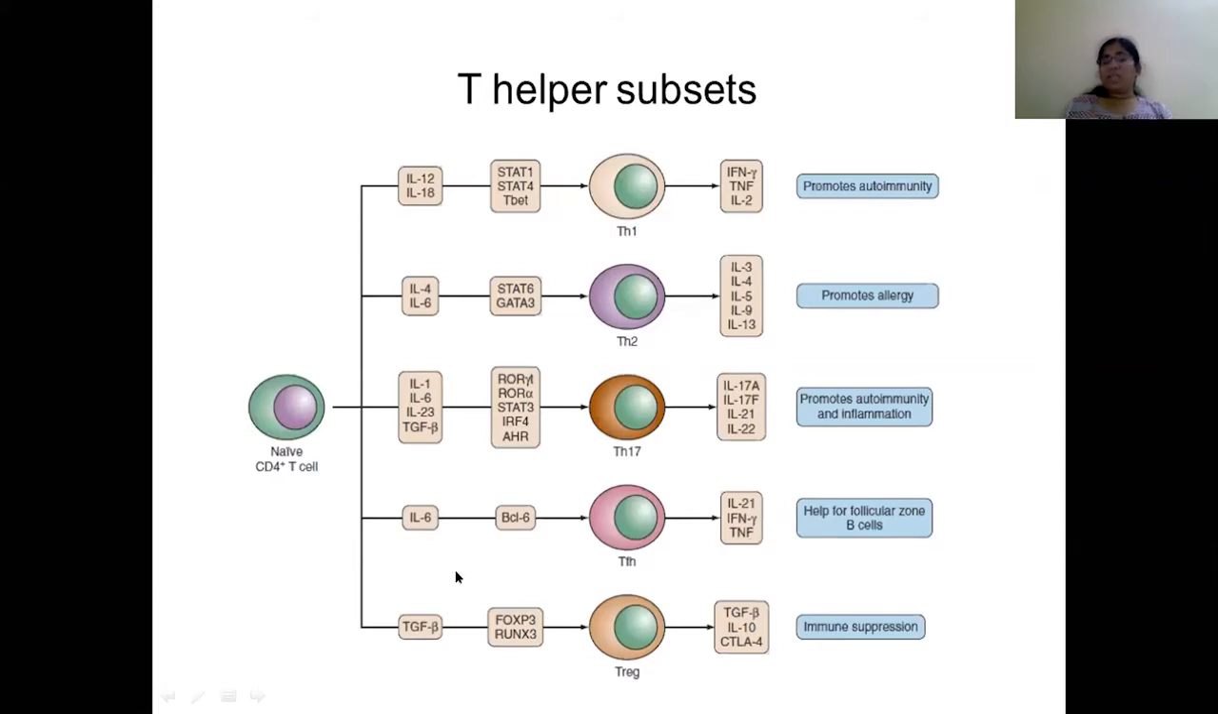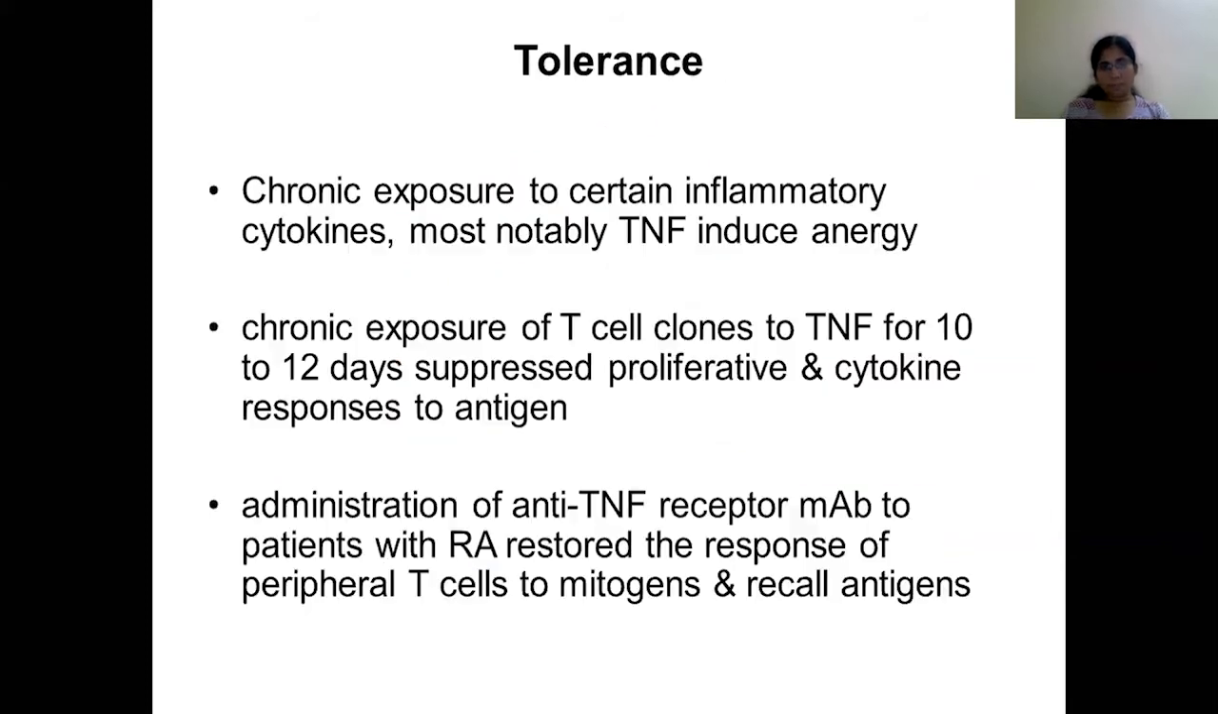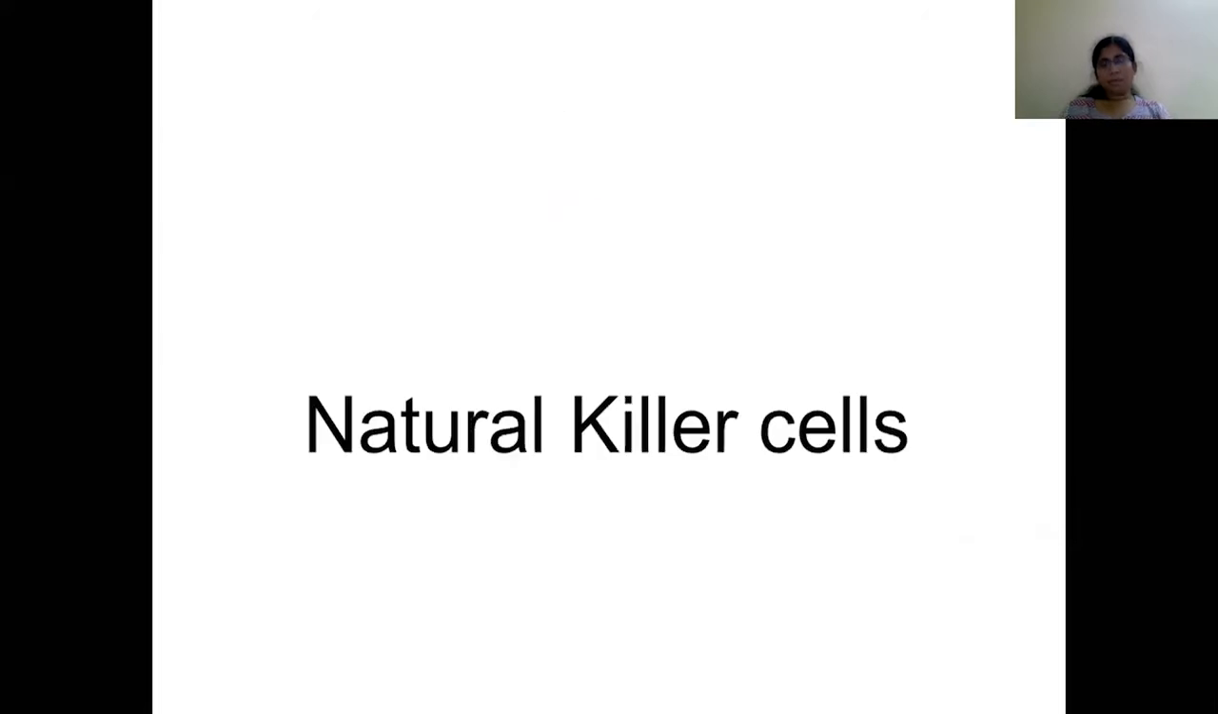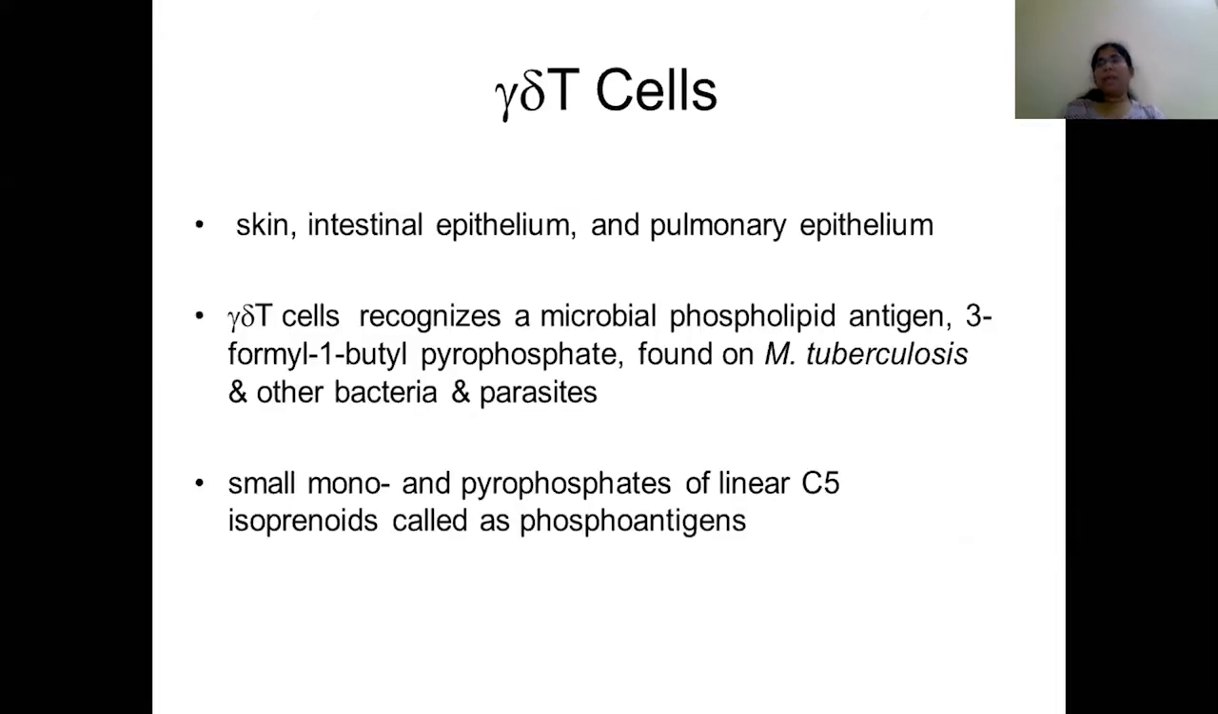Now, if the naive T cell gets exposed to TGF beta, then you have expression of FOXP3, which leads on to its differentiation into Treg cell, and TGF beta, interleukin 10, and CTLA4 are the factors produced. These Tregs ultimately lead on to immunosuppression, and it is not just by cytokines. There are various mechanisms which I think we can't afford to discuss at this point of time. So I think with this, we'll end the T cells.